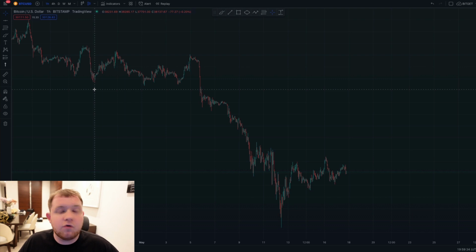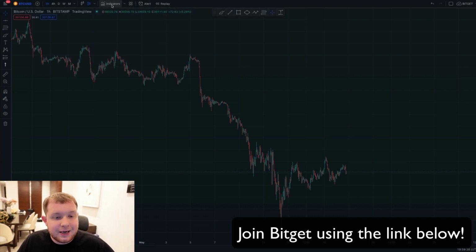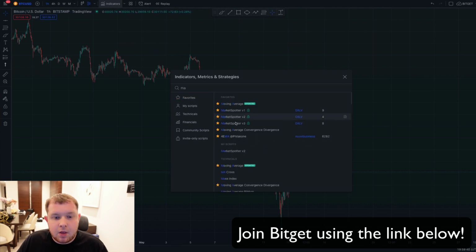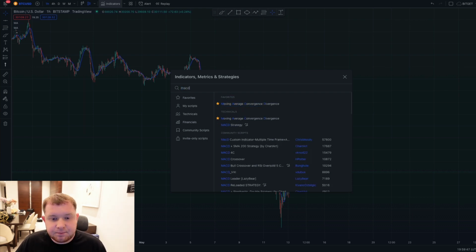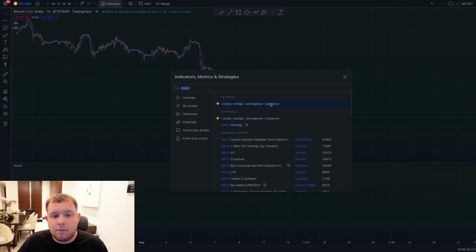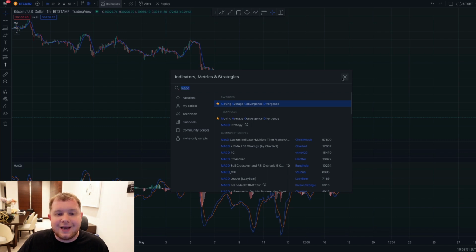Once we're over on TradingView, I'm on Bitcoin USD on the 1 hour chart. We want to come to indicators and type MA. We want the moving average. We want to click on this twice. Once we've done that, we want to type in MACD, and click on the moving average convergence divergence.